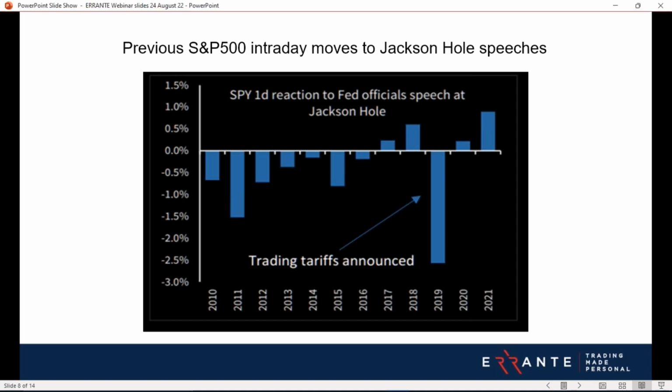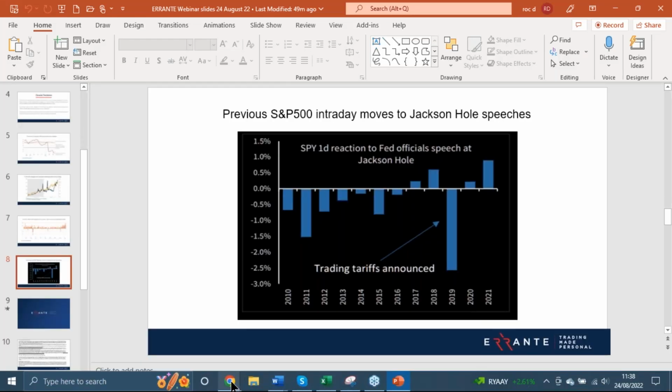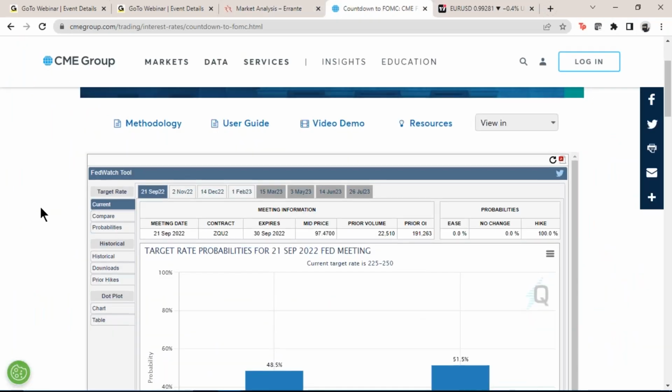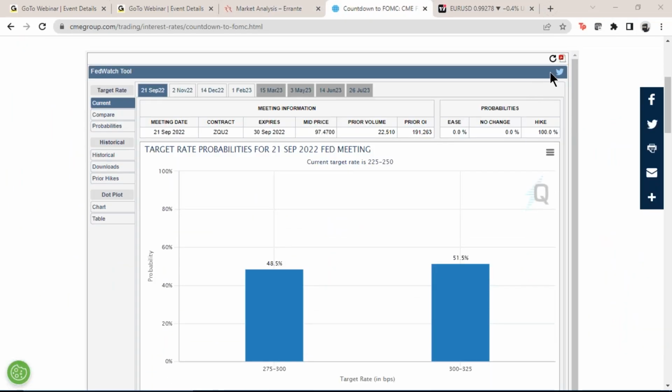Just to touch also on the chart we do like to pull up, which is the CME FedWatch tool. Many of you will know if you've tuned in that we like to look at this. This is the pricing for Fed funds futures and what they're pricing in for the respective Fed meetings going forward. So the September, November, December meetings you can see there.